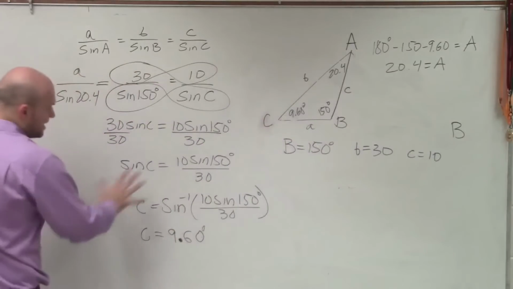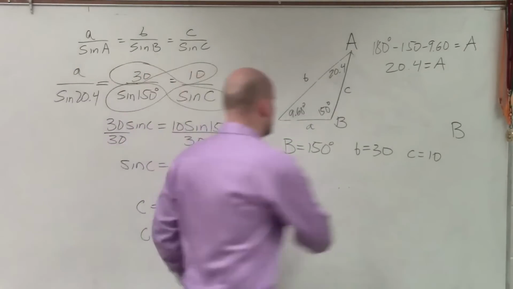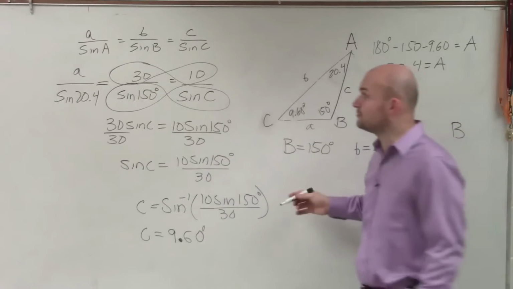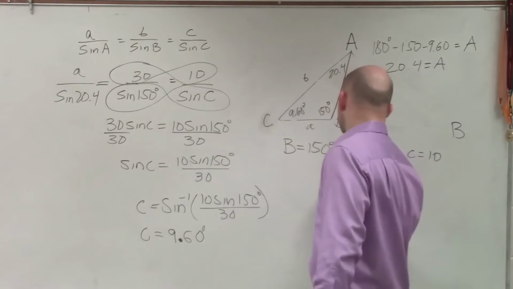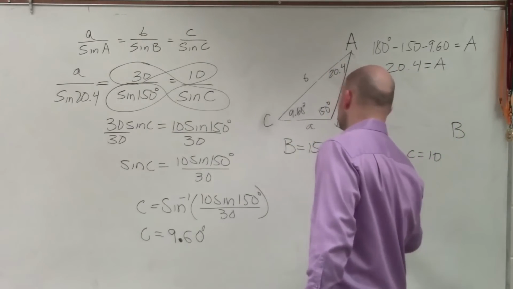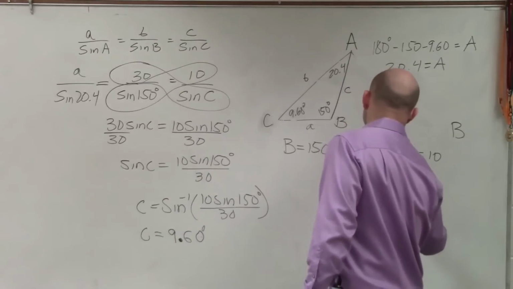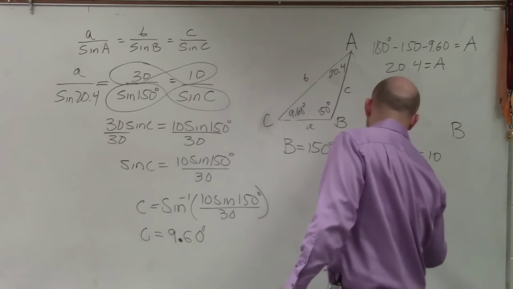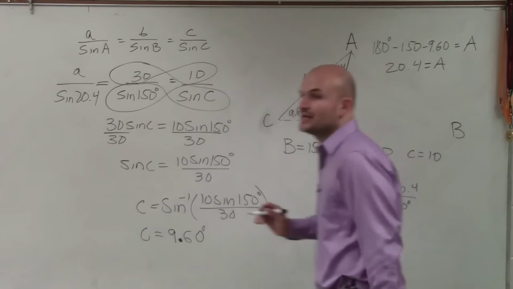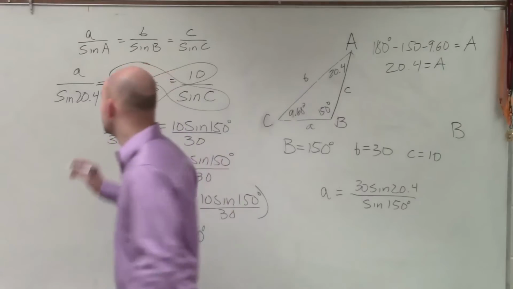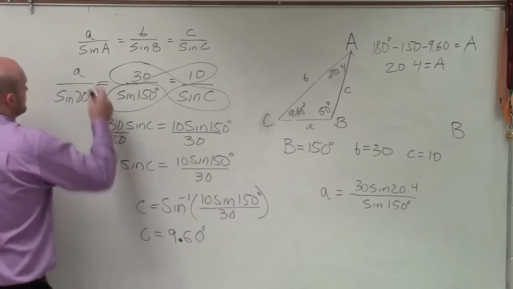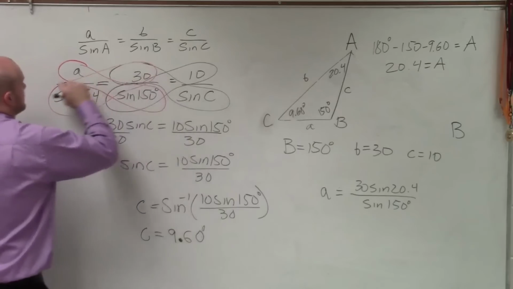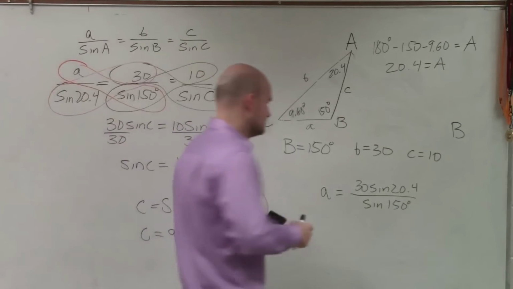So can I erase my C? Oh, I'll just do it over here. That's fine. So now I can apply cross multiplication over here. And I'll just make this very simple for you. Again, I'll try to do this very quickly. So A equals 30 times sine of 20.4 divided by the sine of 150. That's me applying cross multiplication for the A's.